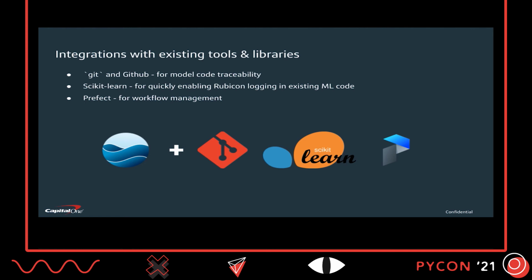Now, last but not least, let's take a look at Rubicon's Prefect integration. If you're not familiar with Prefect, it's an open source workflow management system with a Python API and a great local UI that we'll take a look at in this example. If you want to learn more about Prefect, you can check out prefect.io.